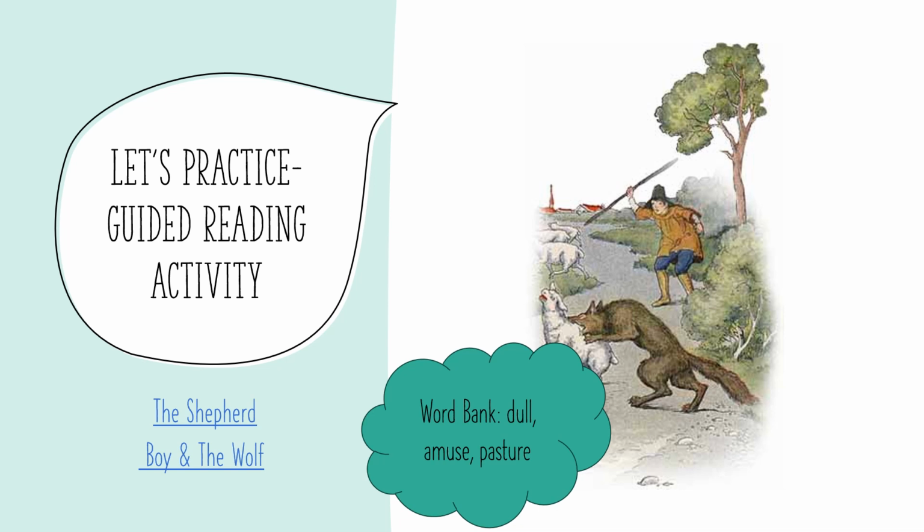And this is the lesson practice for guided reading activity. This is The Shepherd Boy and the Wolf. Before we begin this story, we go over what the words dull, amuse, and pasture are, and we would explain how these words are going to come up in the story, and they're going to help us understand what the character is feeling and thinking.